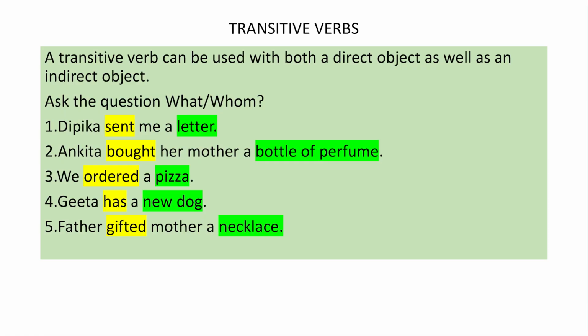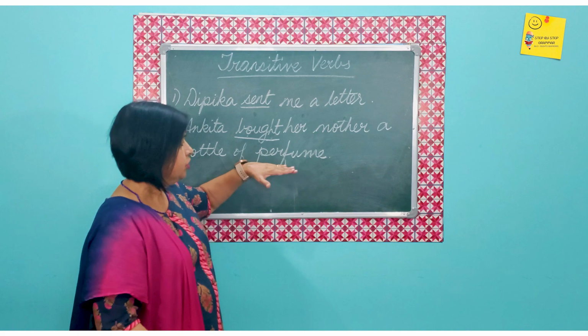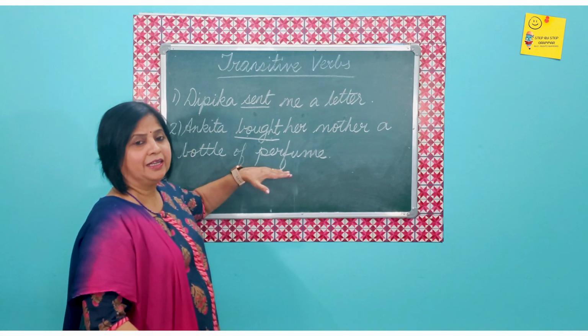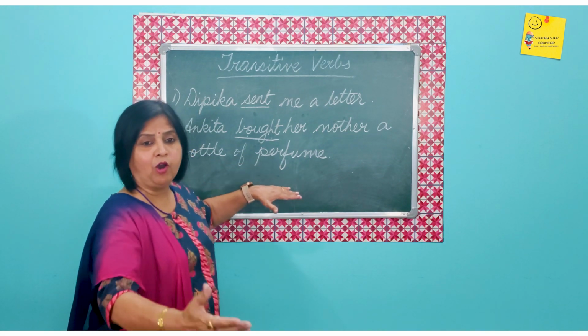And transitive verbs can also contain an indirect object. Who is the receiver of the letter? Me. So, me becomes the indirect object. Although in this, it's not necessary to find out the indirect object. Most important is finding out the direct object over here. Then, Ankita bought her mother a bottle of perfume. Bought what? A bottle of perfume. So, this is the object. Again, we have an indirect object also, her mother. Okay. So, this is a sentence that is in the transitive form.